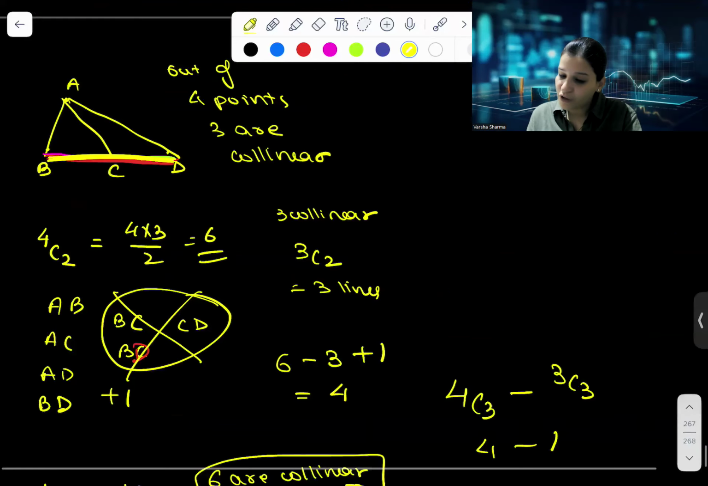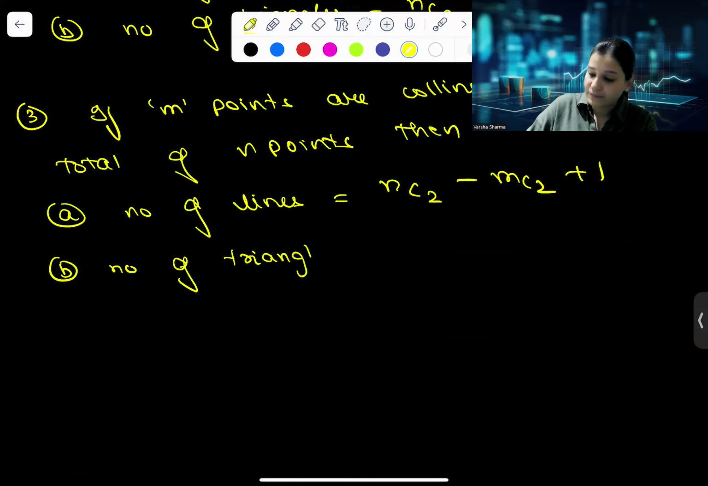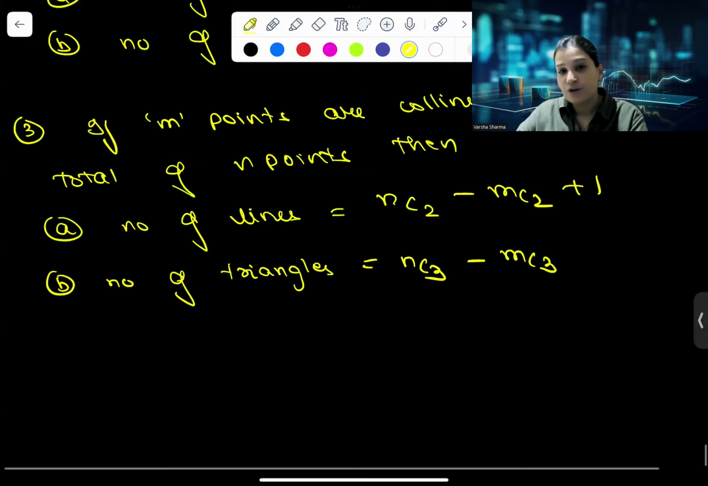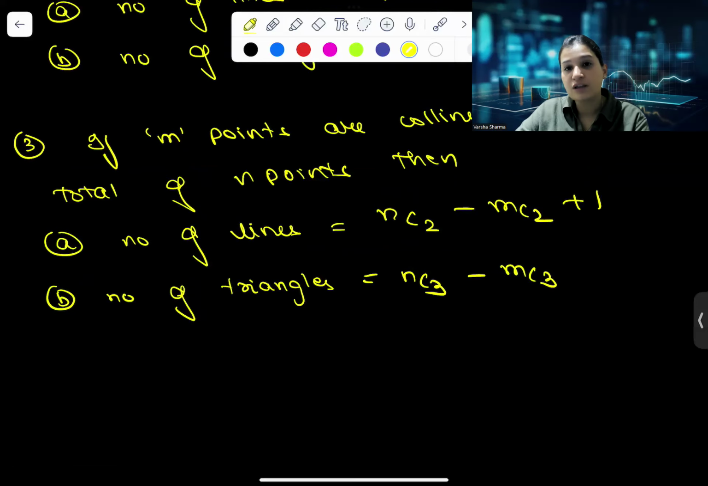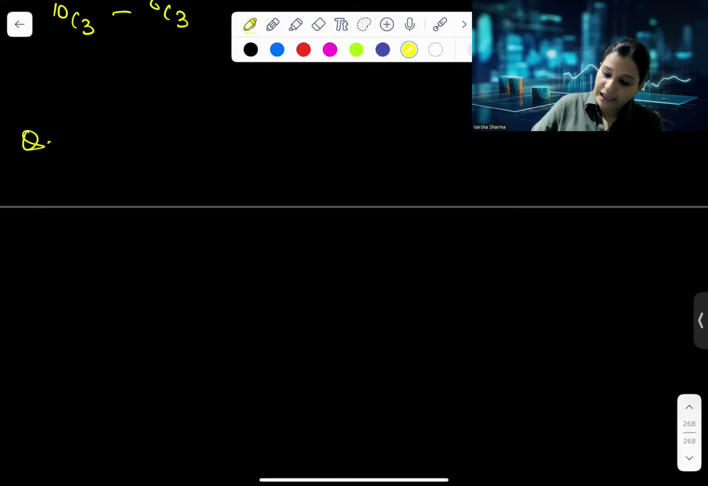So if I'm talking about triangles, then it will be total minus all the collinear ones. Yes. Now, supposingly, I give you a quadrilateral.